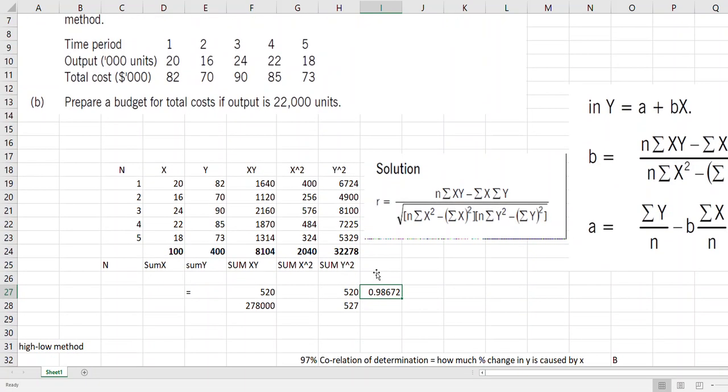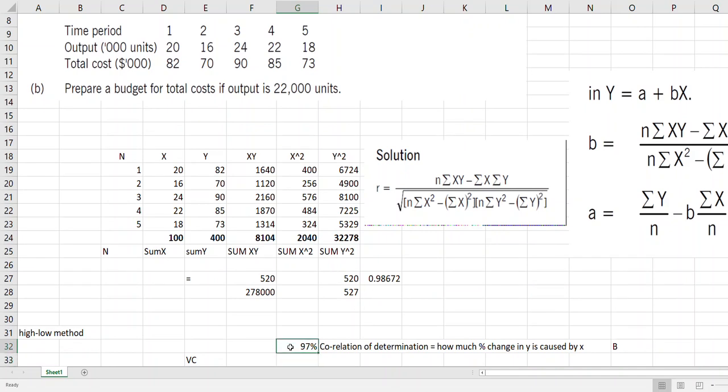We have something else as well, coefficient of determination. If I take this R and I square it, it gives me the coefficient of determination. Now this 97% means 97% change in cost is caused by units. The remaining 3% is caused by other non-explained things here.